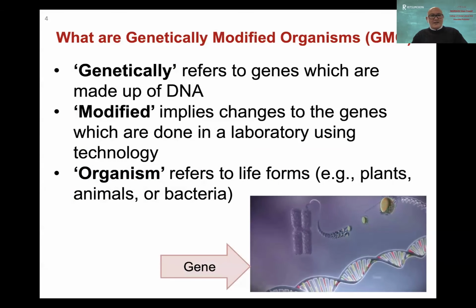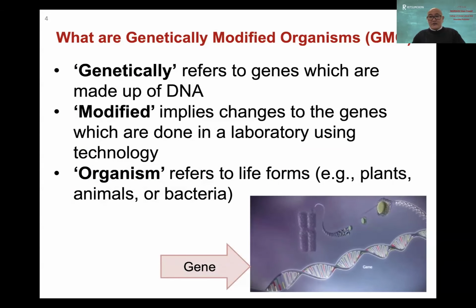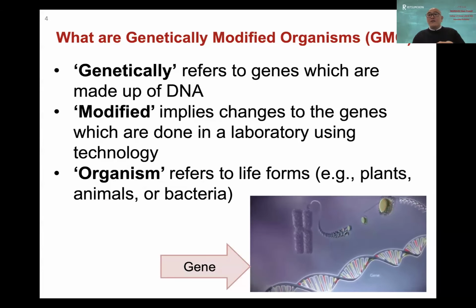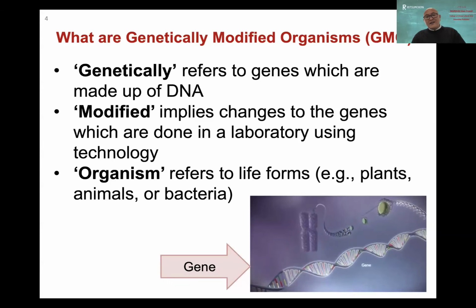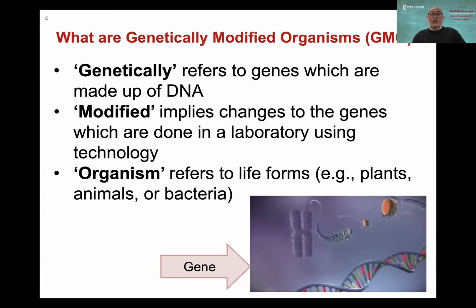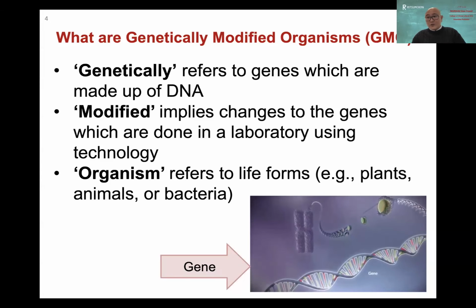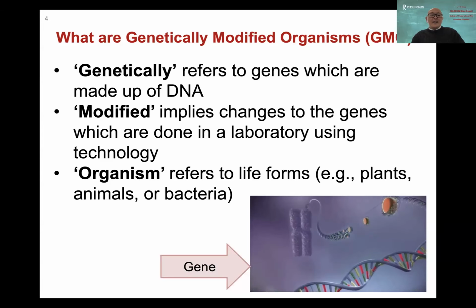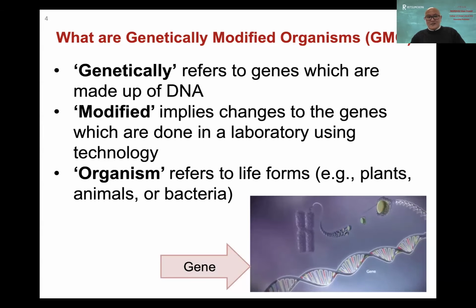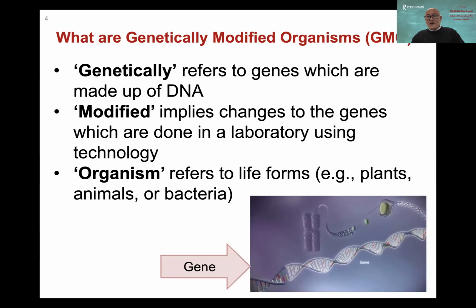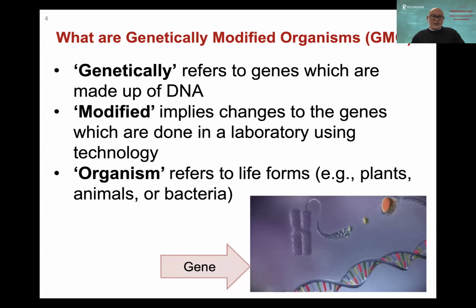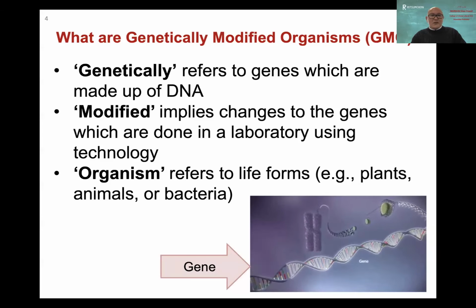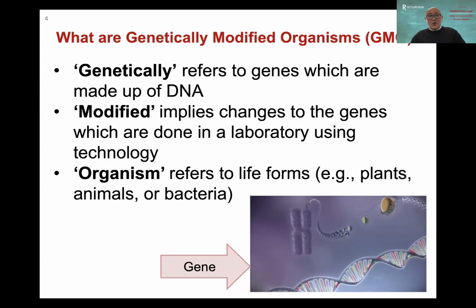Genetically here refers to the genes, which are made up of DNA, and a set of DNA, you call it a gene, has specific information. Modified implies changes to the genes which are done in a laboratory using technology that we have, and I'll be discussing biotechnology later on. Organisms refers to life forms. It could be plants, animals, bacteria, all in the life kingdom. So these are basically genetically modified organisms.